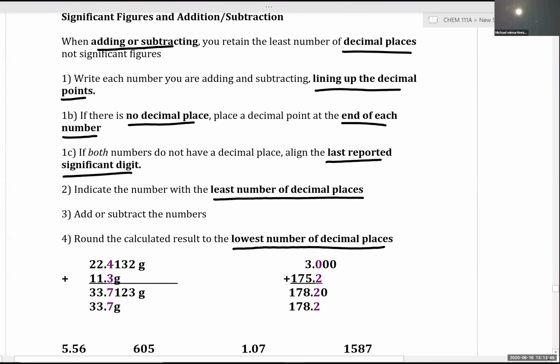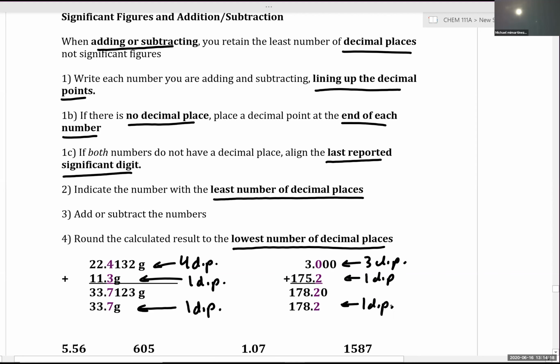So for example, in this first case, we have two numbers. The first number has 4 decimal places. We don't care about sig figs for addition and subtraction. We care about decimal places. The second number has 1 decimal place. So then our final answer needs to be rounded to 1 decimal place. Likewise, in this second example, we have a number with 3 decimal places and a number with 1 decimal place. So we need to round our final answer to 1 decimal place. Does this make sense to everyone?